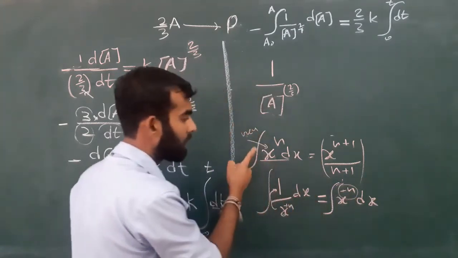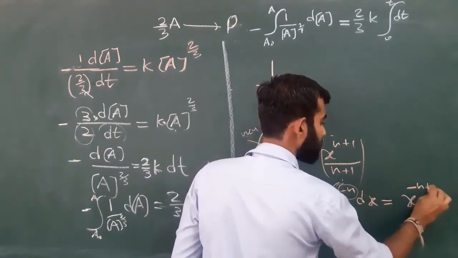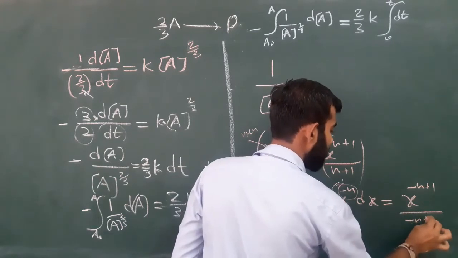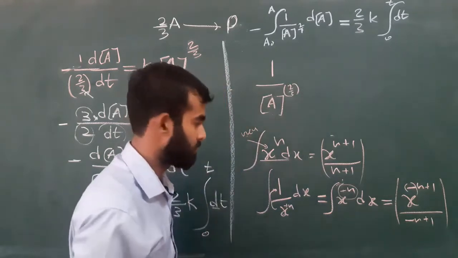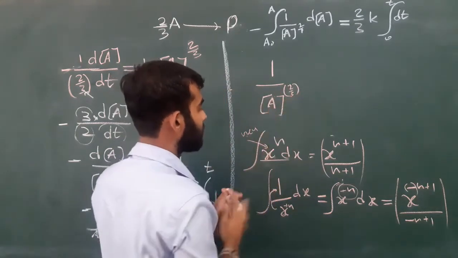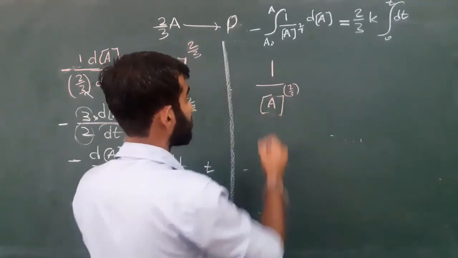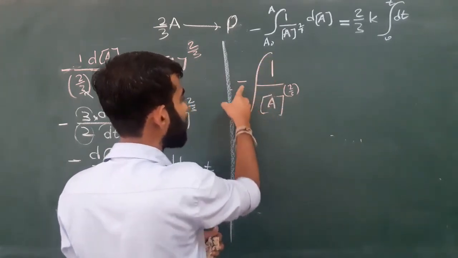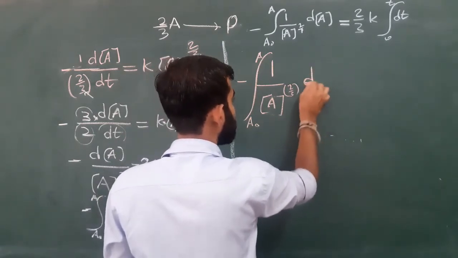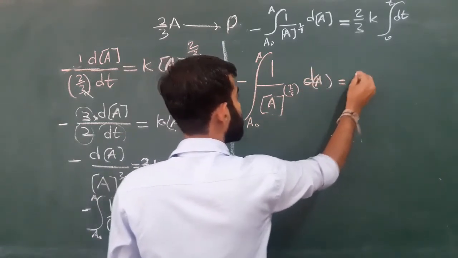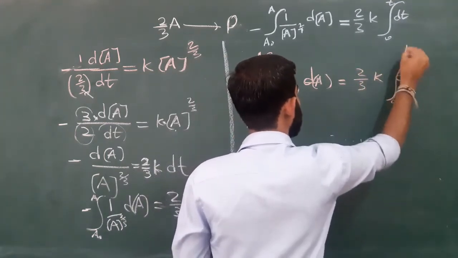Now we can apply this power rule. How? x to the minus n plus 1 divided by minus n plus 1. This is the answer. Simple. The only thing is the negative sign. Doesn't matter. Now the same thing we can apply for this. Here minus, don't forget the minus sign, integral A naught to A, dA equals 2 over 3 k, integral dt 0 to t.